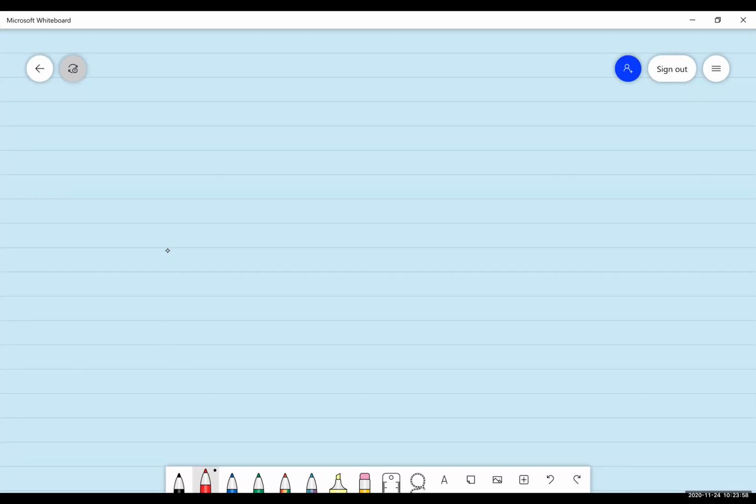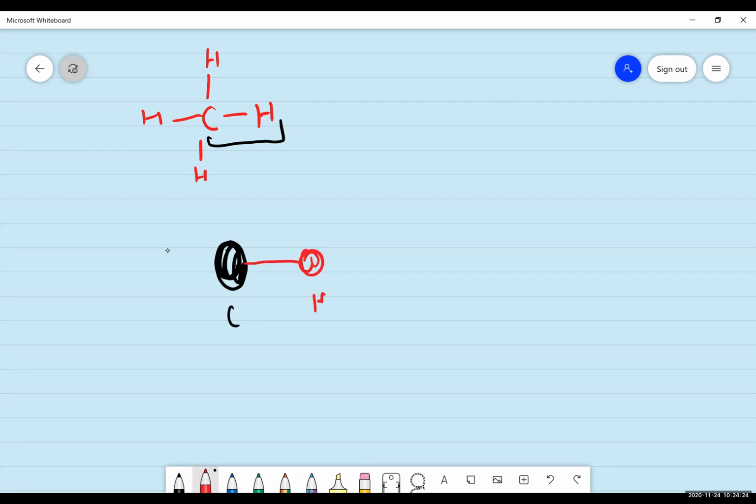Okay, for example, if we have, let's say, a simple molecule, methane, CH4. Let's consider this bond, the C-H bond, and ignore the other bonds. If the black sphere is carbon and the red sphere is hydrogen, they are connected with this bond. So this bond is this one.